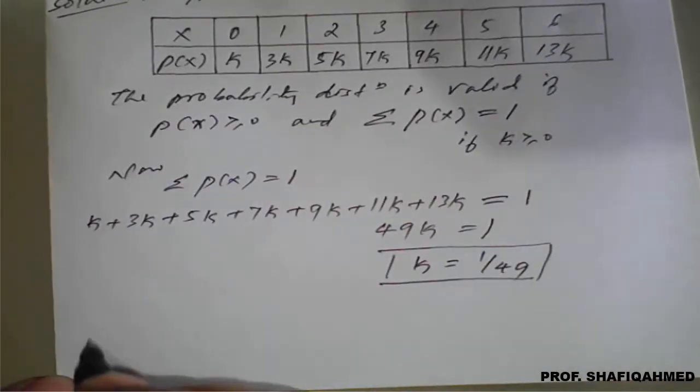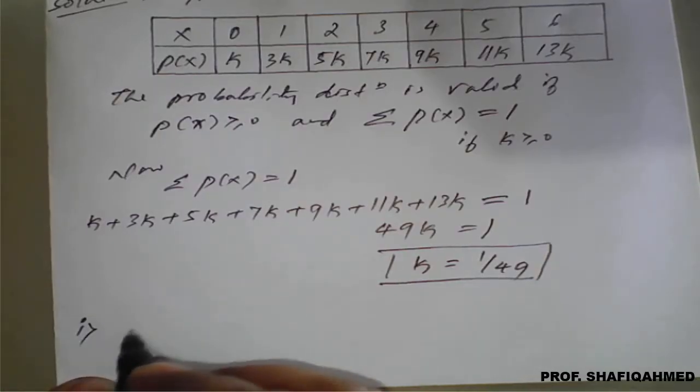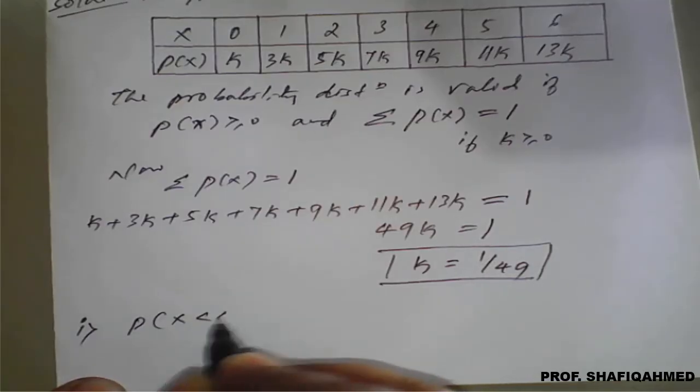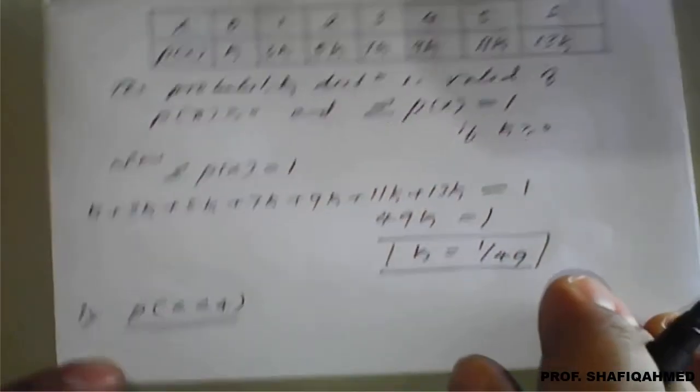Now the first result: we'll see first is p(x) less than 4. This first we will solve.